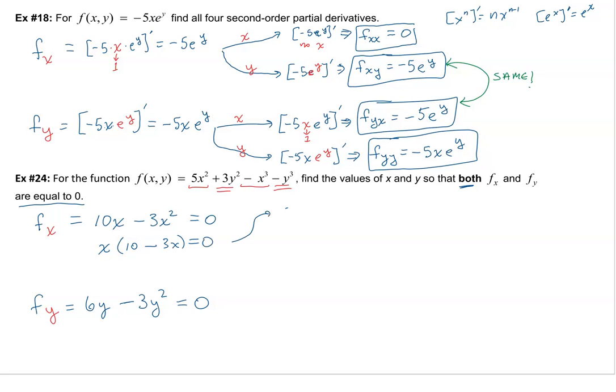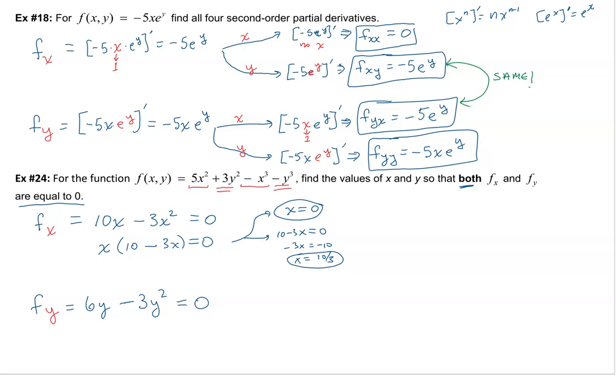Okay. So that tells me either x is equal to 0 or, let's see, if 10 minus 3x is equal to 0, negative 3x is negative 10, so x would be positive 10/3. Now those are two x values. That used to be enough, but we're looking for x, y points, right? An answer here actually needs an x and a y. So let's keep going and looking at the y part.